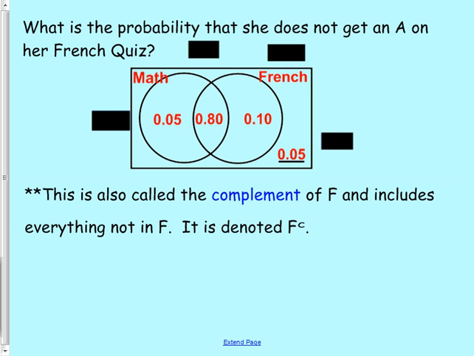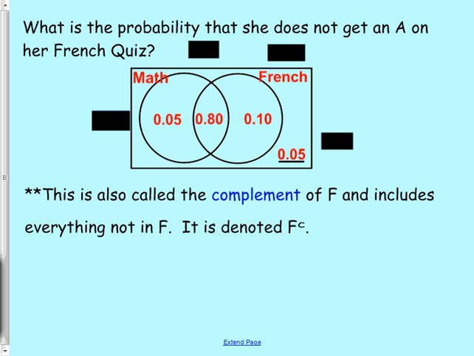So now, what's the probability she does not get an A on her French quiz? What do you think it is? Turn and show the other kid that I paired you with today. See if you agree with them. I'll pause while you do that.